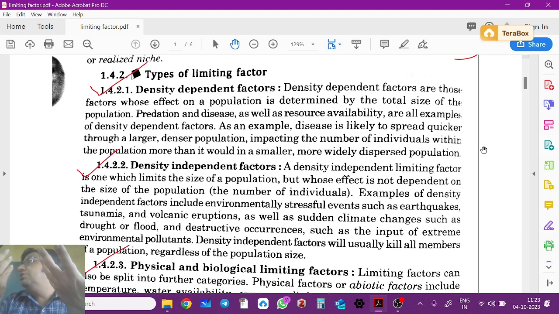In bacterial growth, it depends on the density. For example, if in a denser population one gets COVID, everybody is close to each other, so all of them will get affected. This is density dependent. So the maximum number is more in a less dense population and less in a more dense population. Then there are density independent factors: flood, drought, fire.